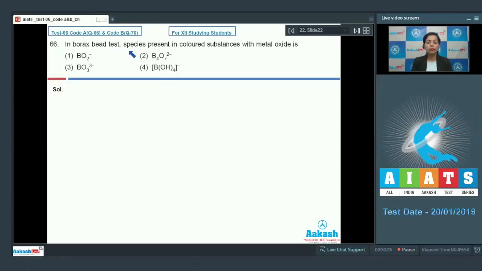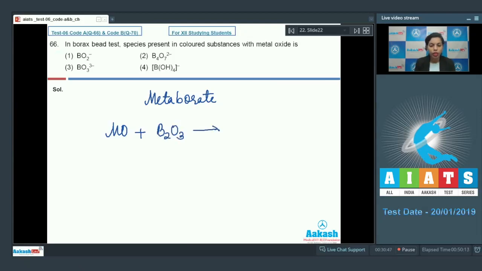Question number 66. In borax bead test, the species present in the colored substance with metal oxide is? In case of borax bead test, always the metaborate is formed. That is formed by the reaction of metal oxide with the borax, and boric anhydride is obtained from borax here, and the formation of BO2 negative species takes place. So where the species BO2 negative is given, that is in option 1. That's why I'm choosing this as the correct option.